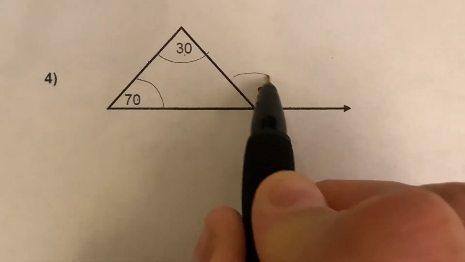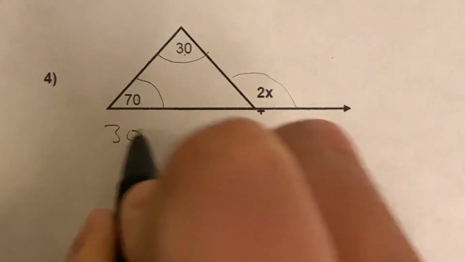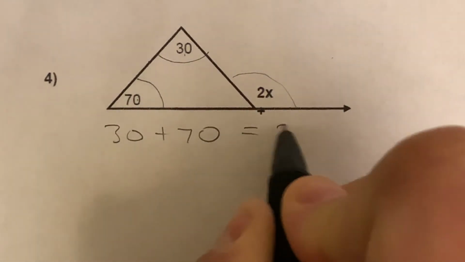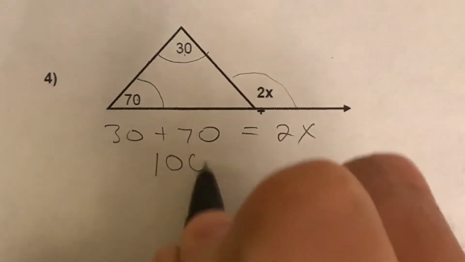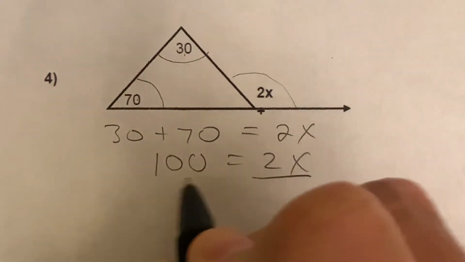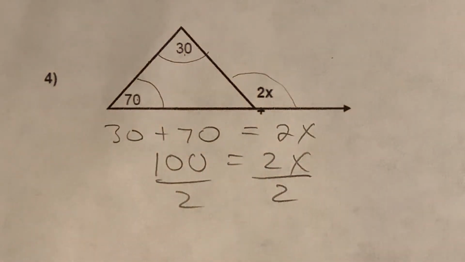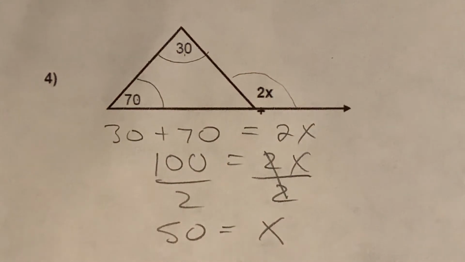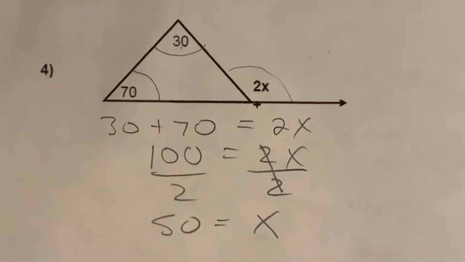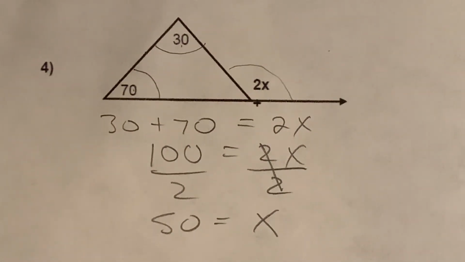That's right, they equal 2x. So we can take 30 plus 70 equals 2x. In this case, it's just 100, right? So 100 equals 2x. Then divide both sides by 2 to cancel the 2 out, and we get 50. X equals 50. Kind of makes sense? I kind of like these.